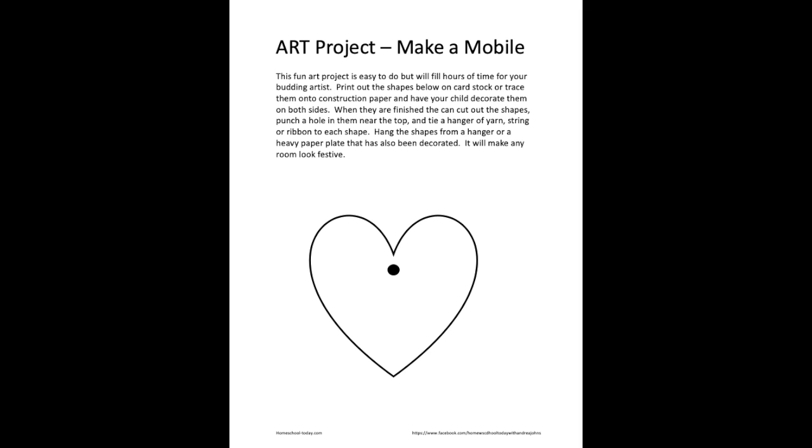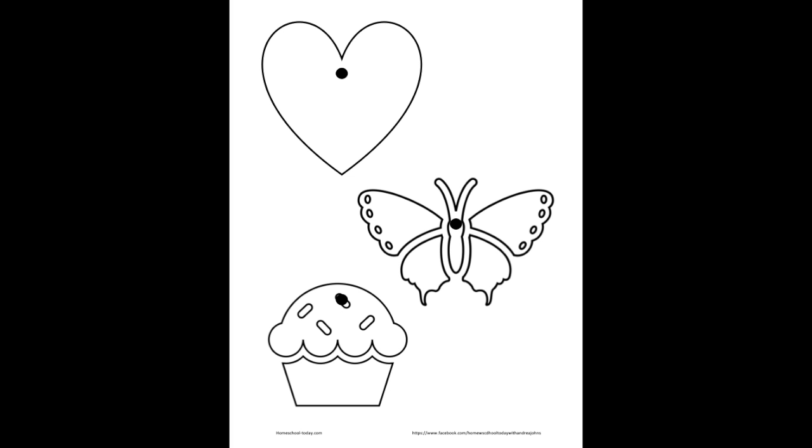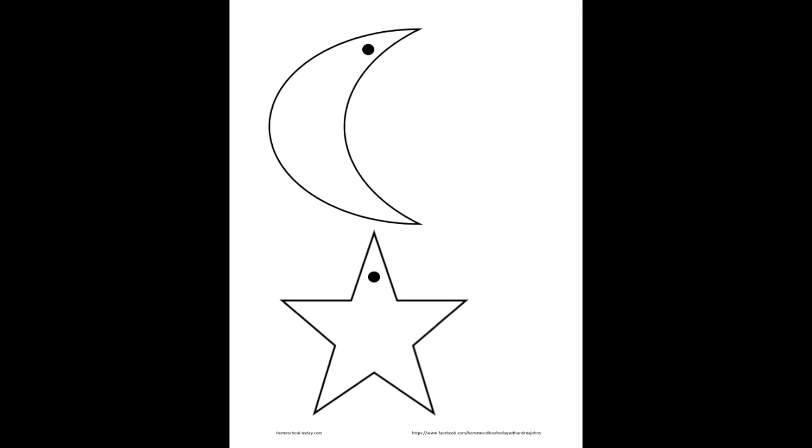The second art project is to make a mobile, and I have included a pattern for all the different pieces on the various pages for it. The children can color, decorate however they want. You punch a hole, string it, and hang it from a hanger or other item that you would like to hang it from to display. That covers what we have for the first video for lower elementary students.